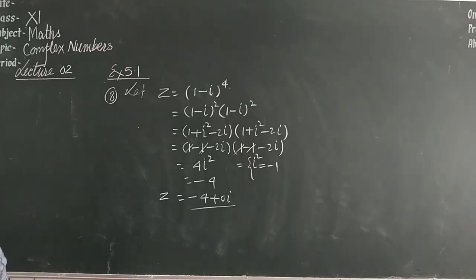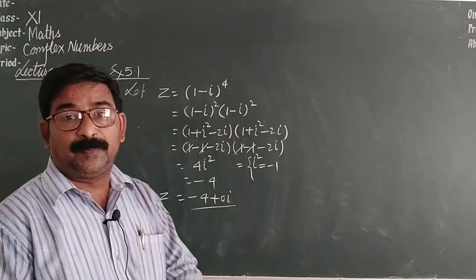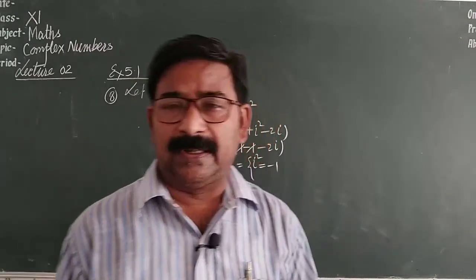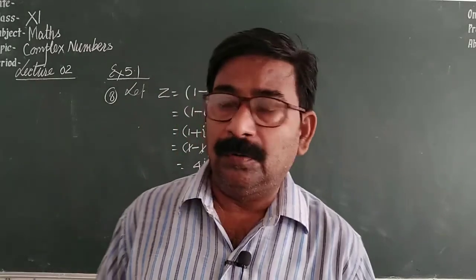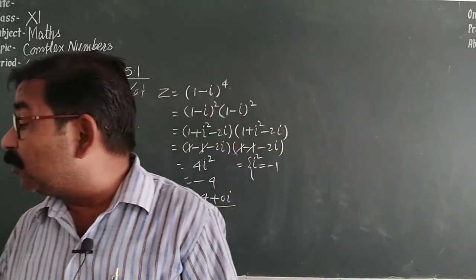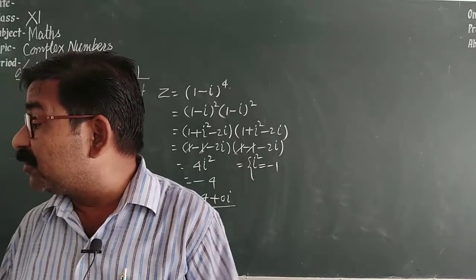Now question number 9, it is given whole cube. Question number 10 is given whole cube. So you will simplify using the formula of a plus b whole cube and you can get the result. Got it? So I have done up to question number 10. I have left some questions for you.